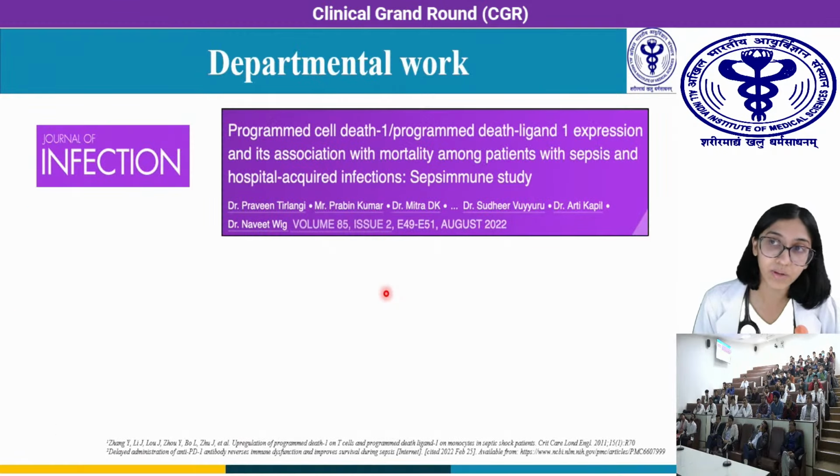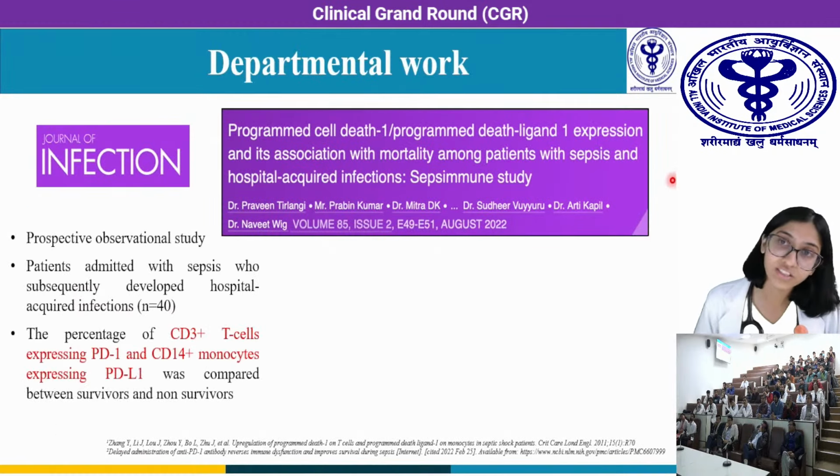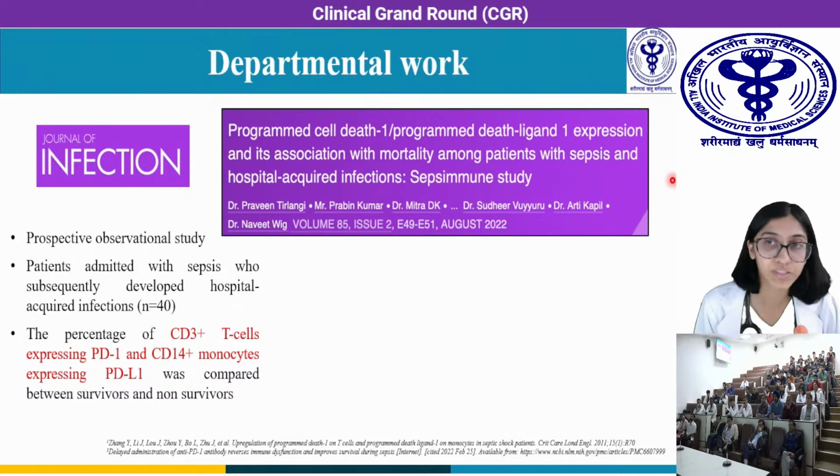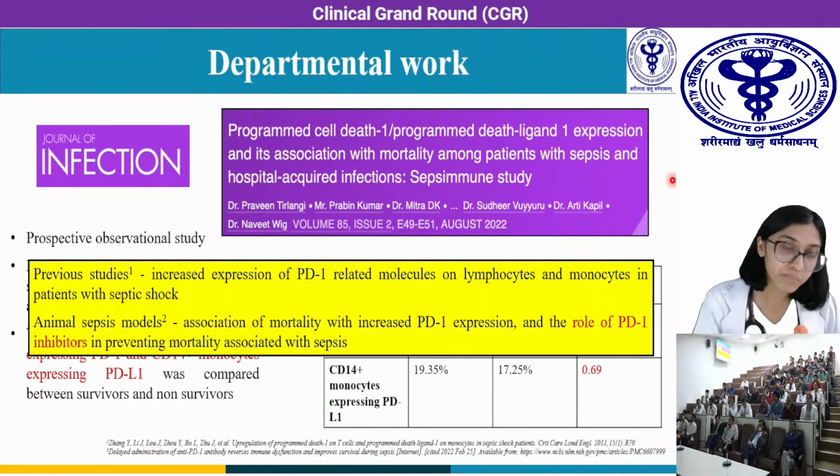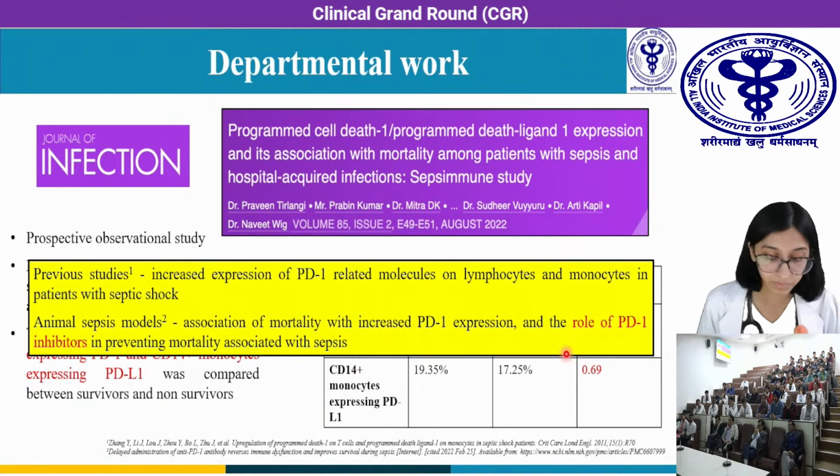This leads us to our departmental work, which was a prospective observational study done in admitted patients with sepsis who subsequently developed hospital-acquired infections. The percentage of CD3 positive T cells expressing PD1 and CD14 positive monocytes expressing PDL1 were compared between survivors and non-survivors. However, in our study, we could not find any statistical difference between the two groups. But this study was done on the premise of previous studies, which showed that an increased expression of PD1-related molecules had an association with mortality. And this paves the way to newer therapeutic modalities, like the role of PD1 inhibitors.